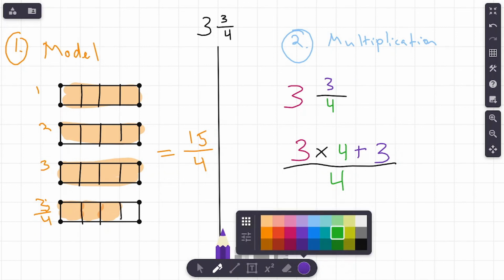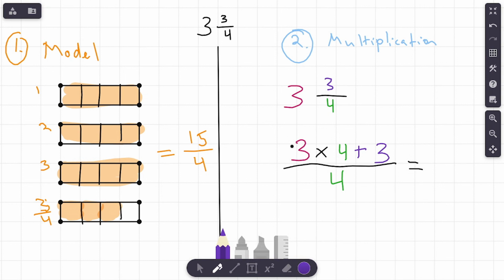Let's multiply and add. What do we get? What's 3 times 4? 3, 6, 9, 12, plus 3, 13, 14, 15. Denominator does not change. And there we go, 15 fourths. Both strategies give us the same answer. But again, this strategy on the right was way quicker. I mean, I'll admit that.